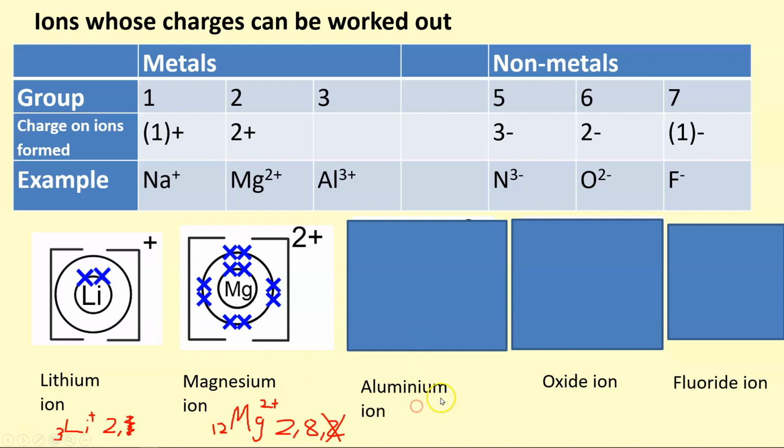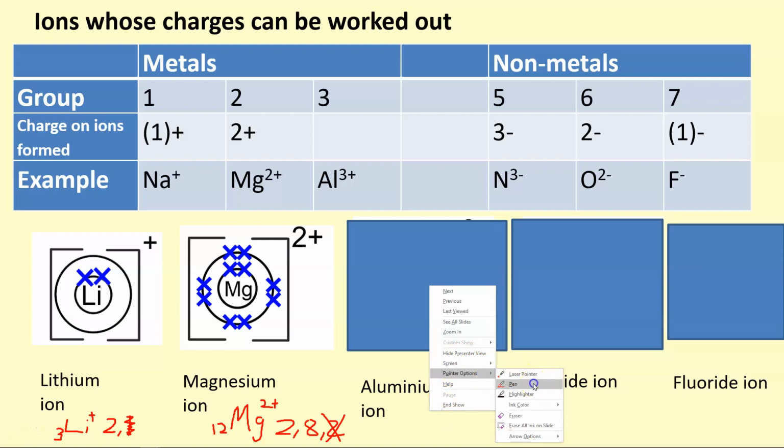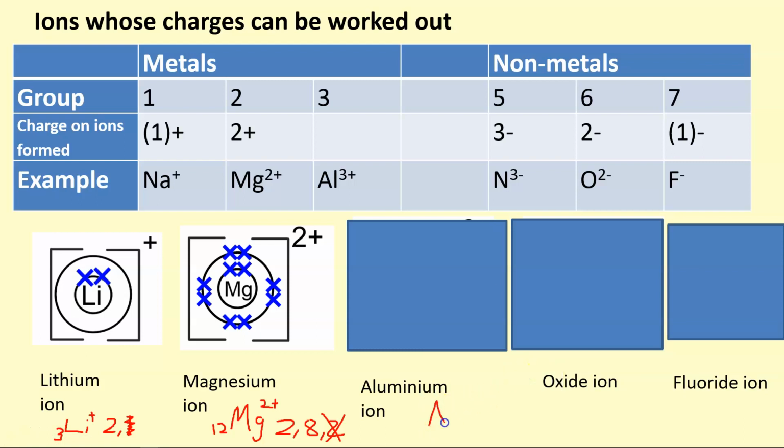Aluminium is in group 3 of the periodic table, so that means it's got 3 electrons in its outer shell. But as we're looking at the full configuration, we would need to know its atomic number, which is 13. So its atom's electron configuration is 2, 8, 3. So when it forms an ion, it will lose the 3 electrons in the outer shell and become an aluminium 3+ ion.